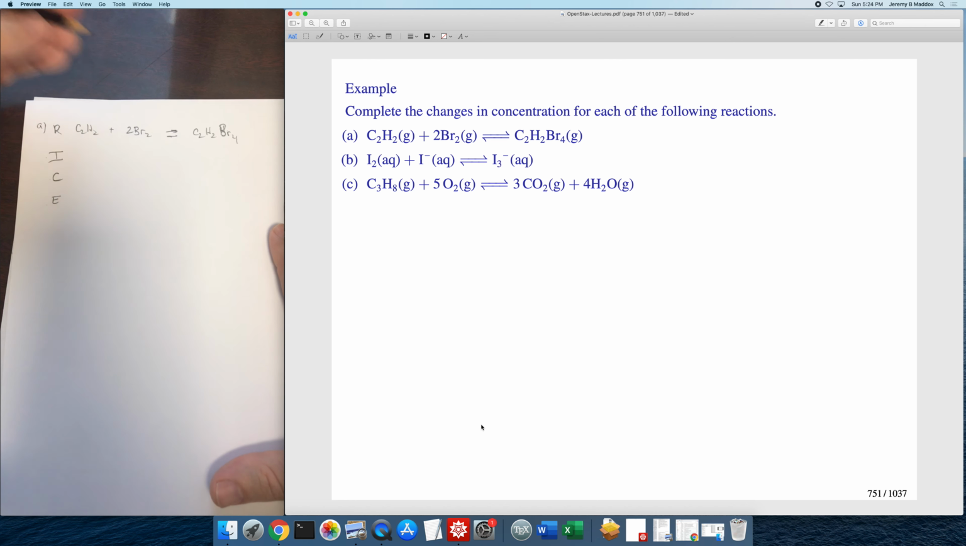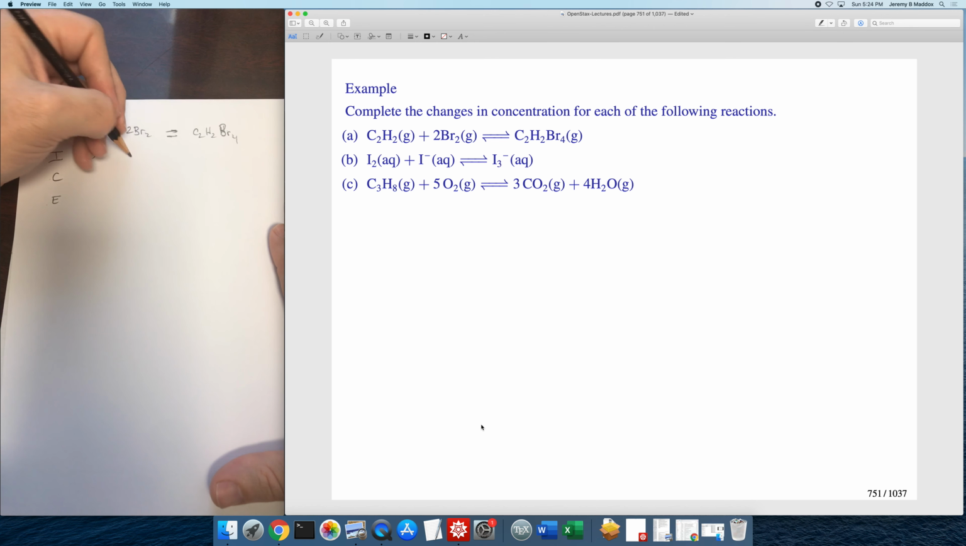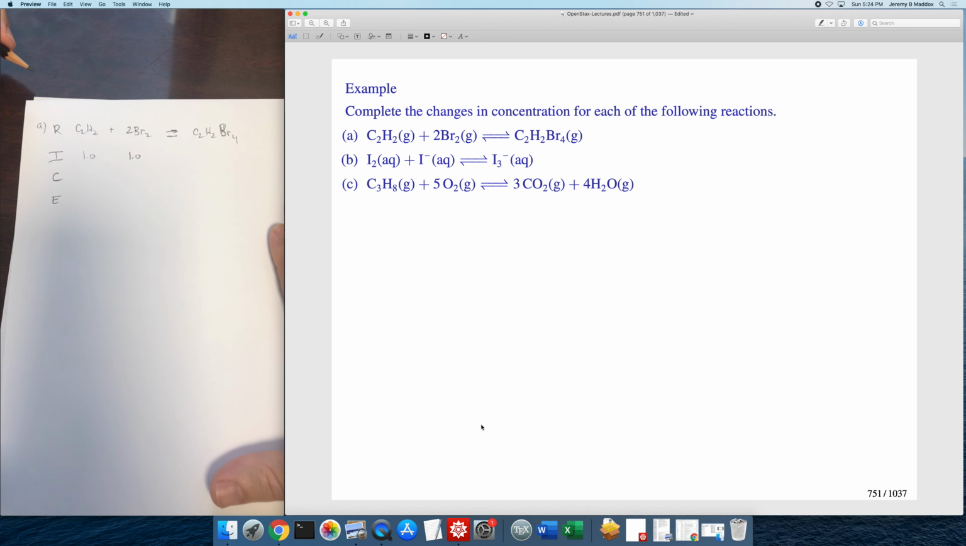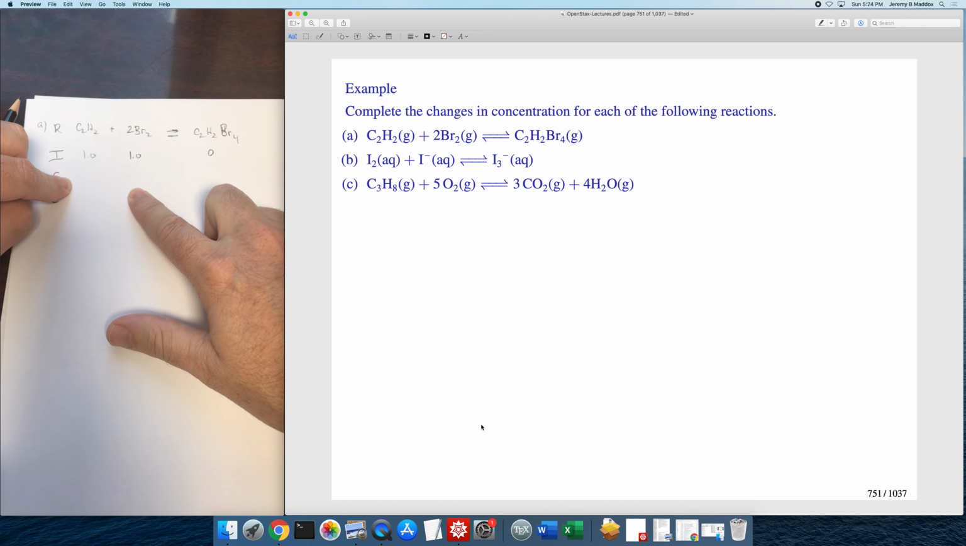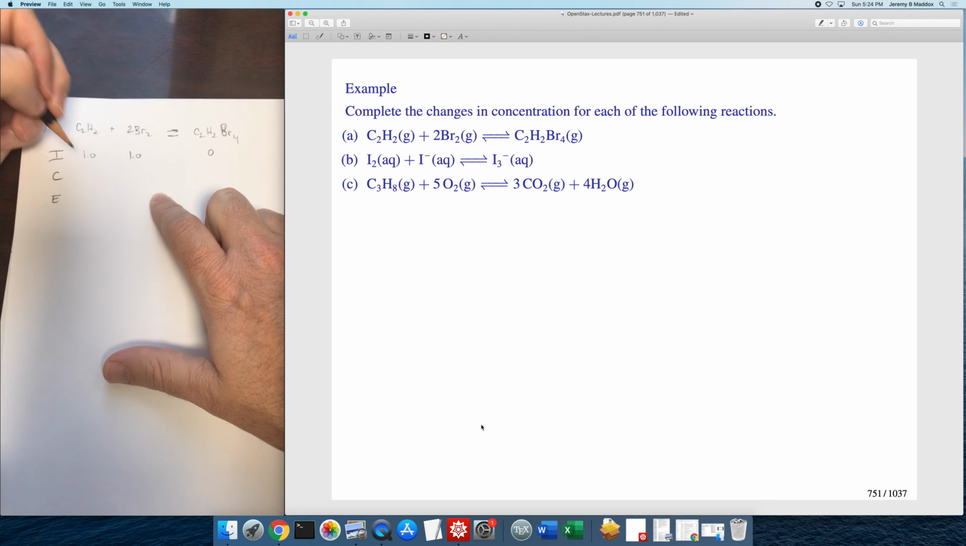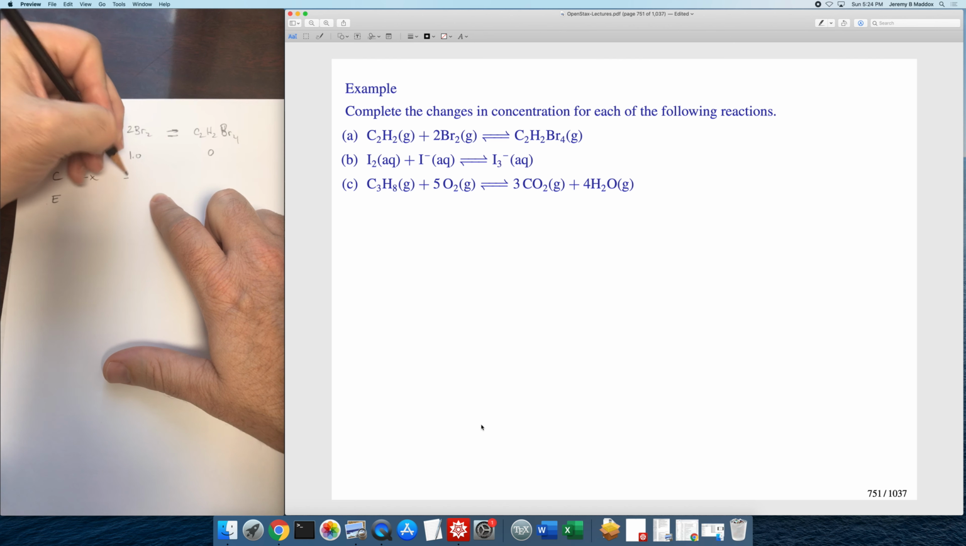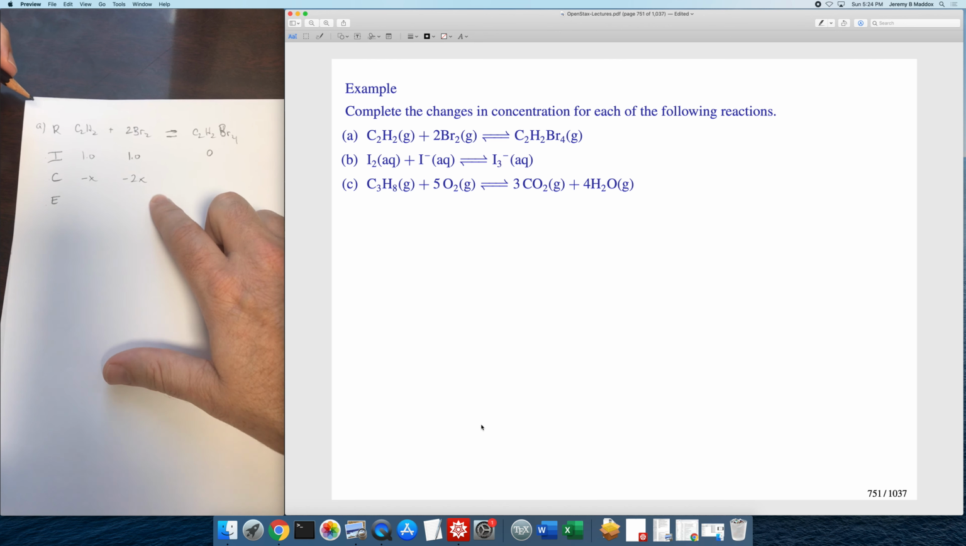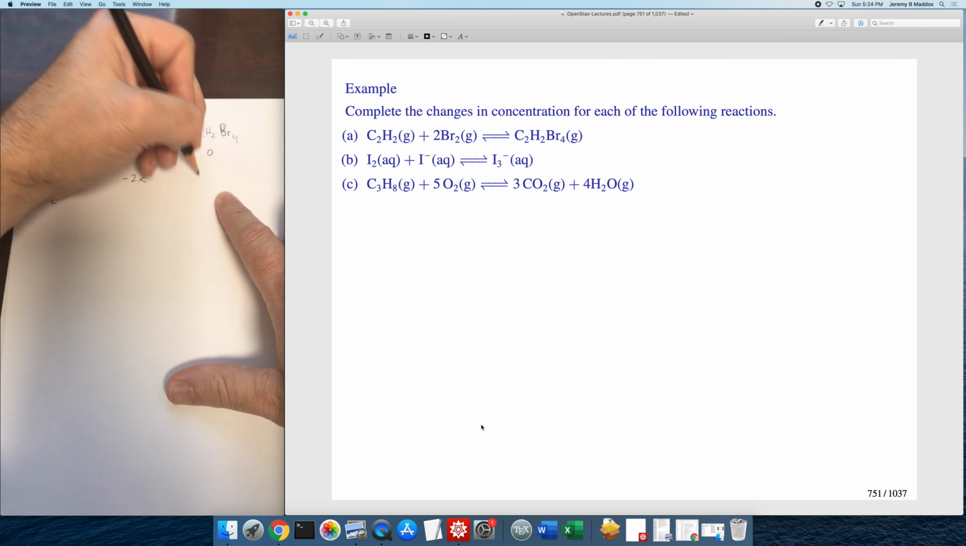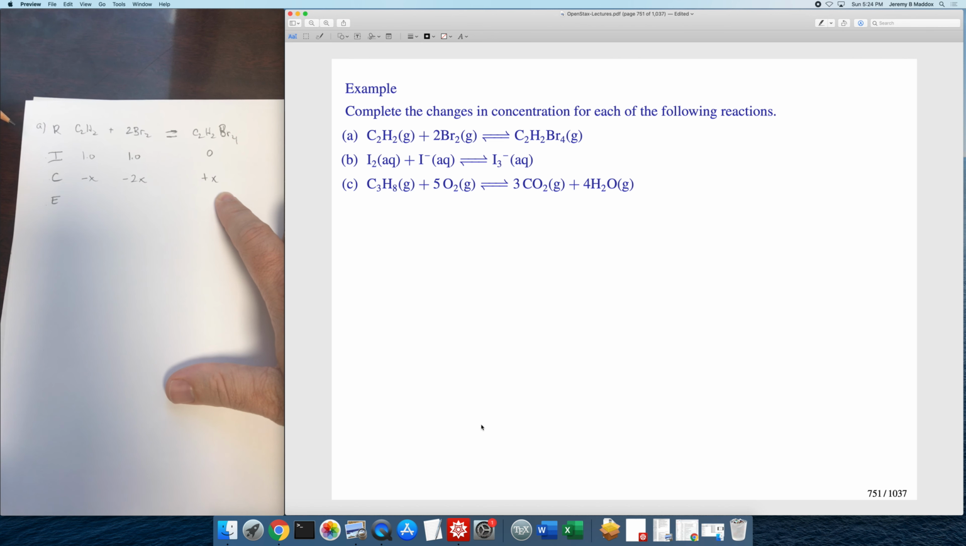So let's assume that this problem doesn't specify, but it normally would need to. Let's assume that we've got 1.0 moles per liter of each of our reactants, and initially there's no product. Okay, so we'll say that's 0. Now, some of the reactants are going to react, so these are going to decrease in concentration. So the change in concentration will make this minus x. Following the stoichiometry, this should be minus 2x. The product concentration is going to increase, and so that should be plus x.